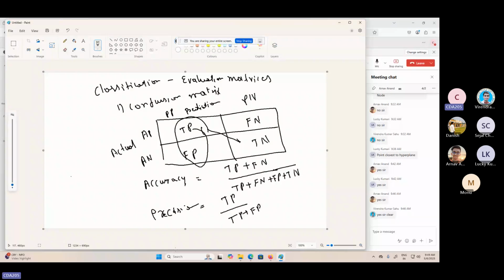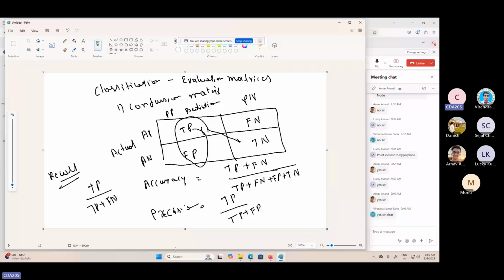Now what is recall? Recall is how many actual positives are correctly identified. So recall is equal to TP by TP plus FN. See, don't get confused with this. Precision tells how many predicted positives are actually positive, and recall is telling how many actual positives are correctly identified.